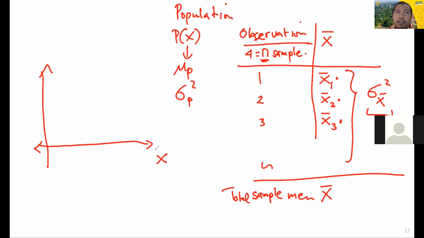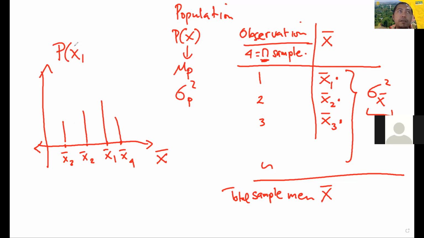Let's say this is sample 1, this is sample 2, this is sample 3 maybe, and maybe here is sample 4. It is possible. And this data will generate some distribution. So we can call it the probability distribution of the sample mean.